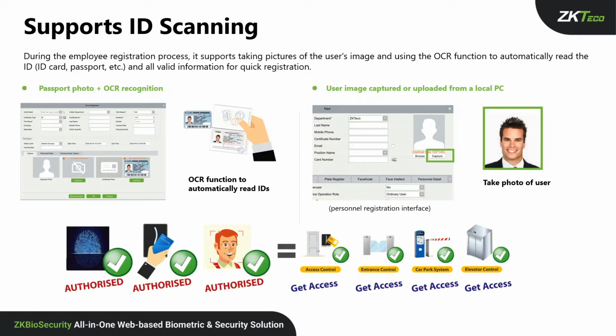During the registration process, it supports taking a picture of the user's image and using the OCR function to automatically read the ID, passport, and all valid information for quick registration. Once the person comes to the desk, we scan their documents. Then the information from the documents is automatically pushed to the software. Then it is easy to register the visitor to the device.